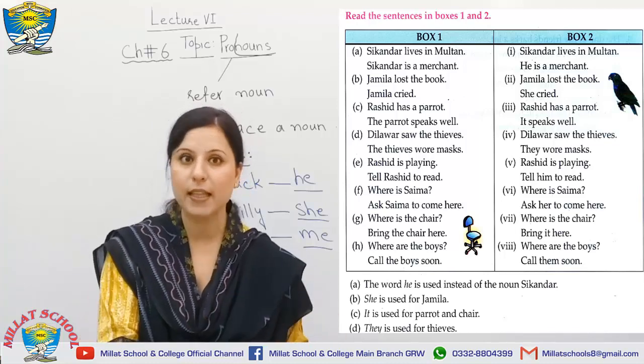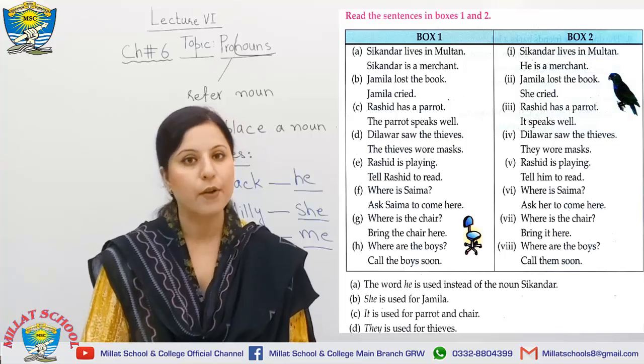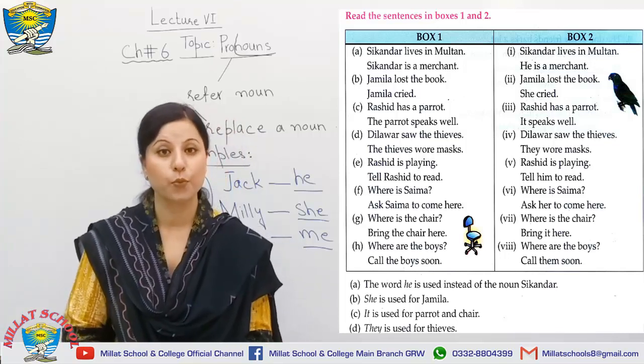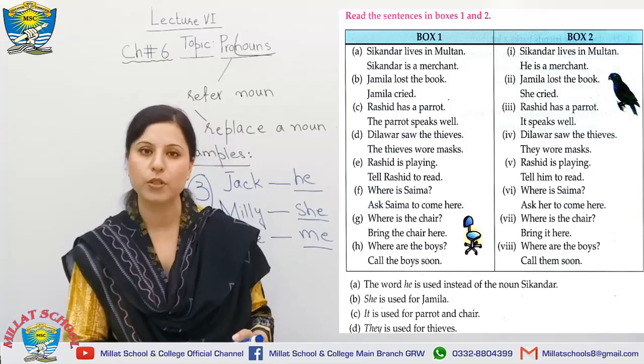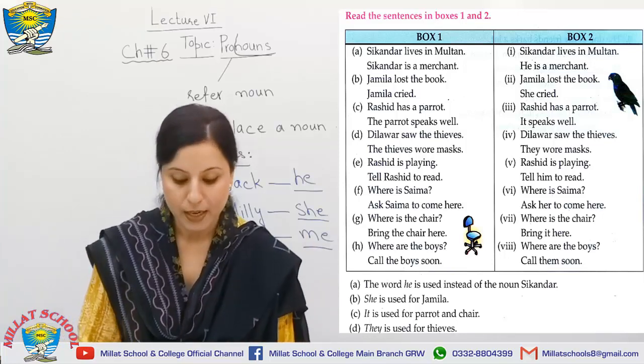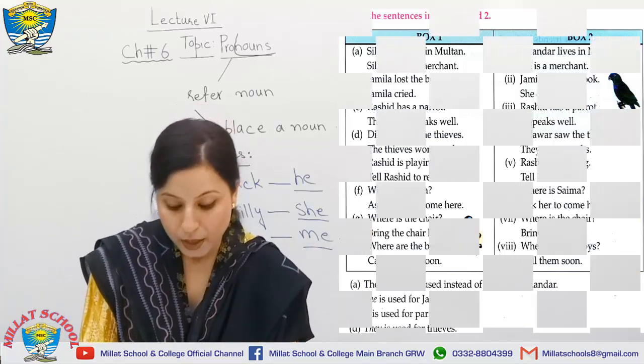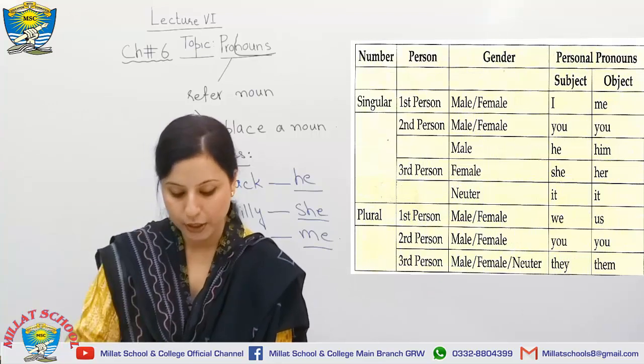He is possessing something, a parrot. And we are talking about a parrot here. So we will follow an animal by using the pronoun it. The same will be done in this way. So switch to page number 31.